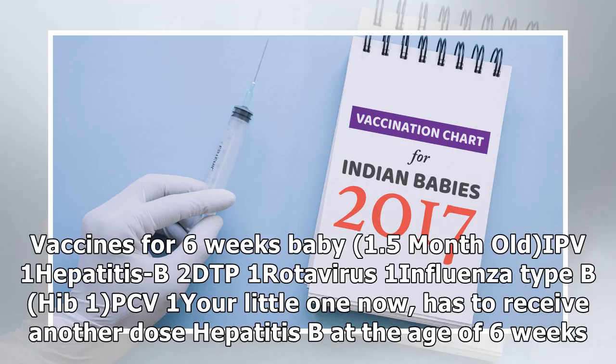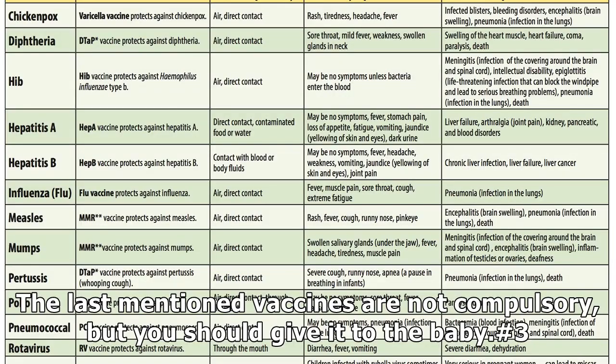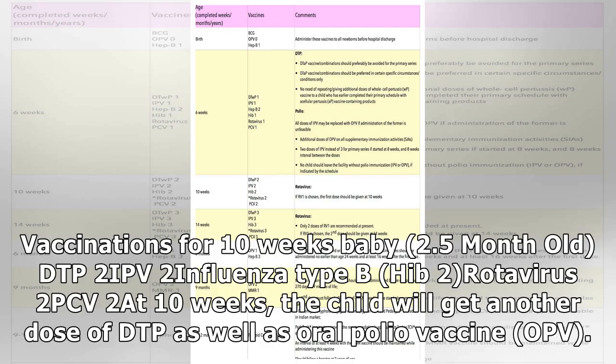Vaccines for 6 weeks baby, 1.5-month-old: IPV1, hepatitis B2, DTP1, rotavirus 1, influenza type B, HIB1, PCV1. Your little one now has to receive another dose of hepatitis B at the age of 6 weeks. At this age, the baby will also be given the first dose of DTP to prevent against tetanus, pertussis and diphtheria. The last mentioned vaccines are not compulsory, but you should give it to the baby.